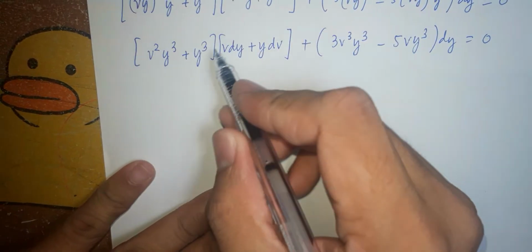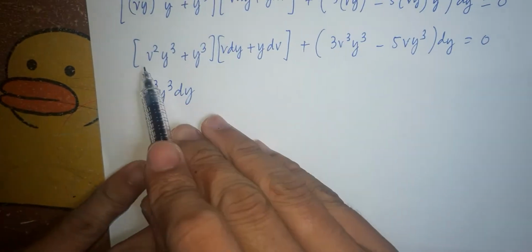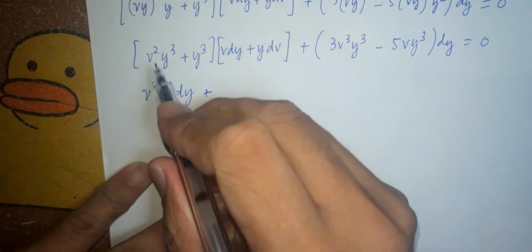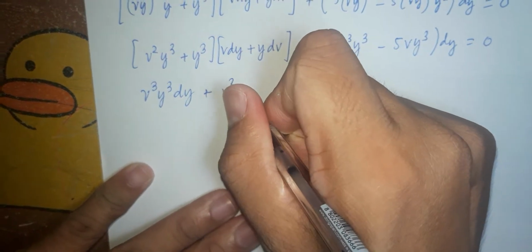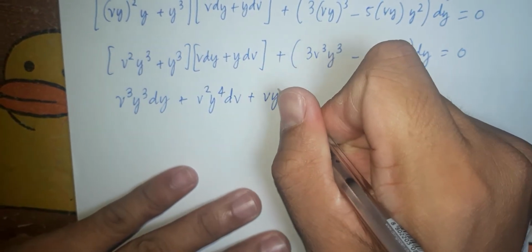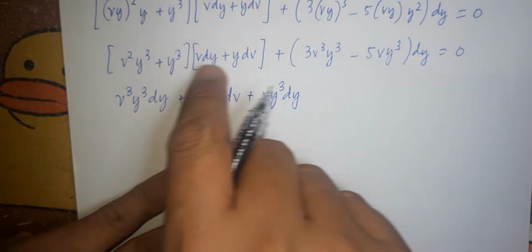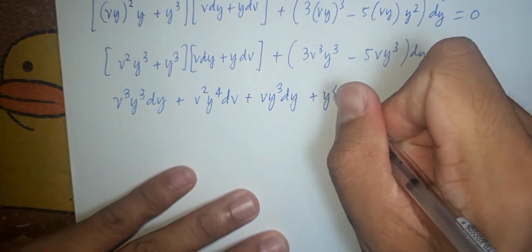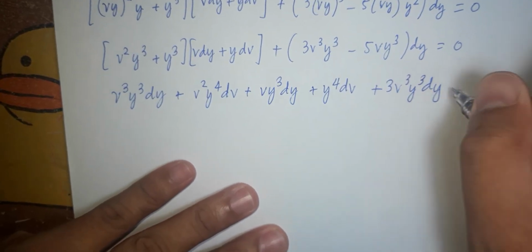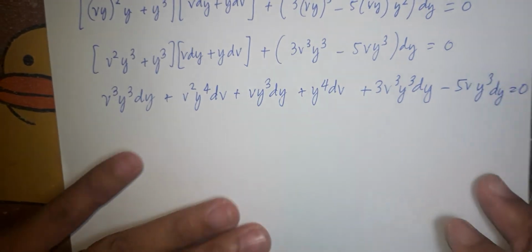Then, distributing this using FOIL method, magiging v cubed y cubed dy. That's v squared y cubed times v dy is v cubed y cubed dy. Plus, ito tsaka yung last, so this is v squared y to the 4th dv. Plus vy cubed dy, this second term times first term. Then this one and that one is plus y to the 4th dv. Plus 3v cubed y cubed dy minus 5v y cubed dy is equal to 0.